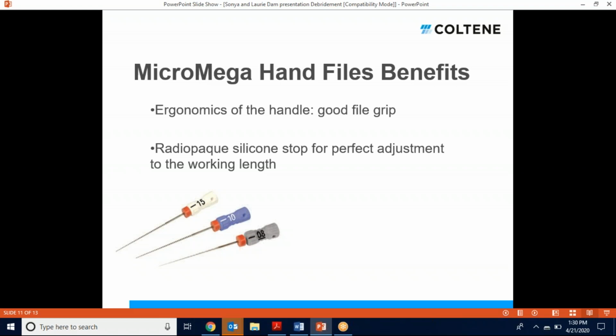Speaking of tactile sensation, that's a huge part of hand filing. Without hand filing, doctors can't really get a tactile sense of the anatomy of the canal by a radiograph alone. So if they're not properly hand filing, they're not going to be able to navigate the anatomy of the canal as easily or feel what problems might be occurring throughout the rotary, such as curves. Also, Micromega hand files have a radiopaque silicone stop for perfect adjustment to working length. So just a couple of features of our hand files that we will one day be offering.